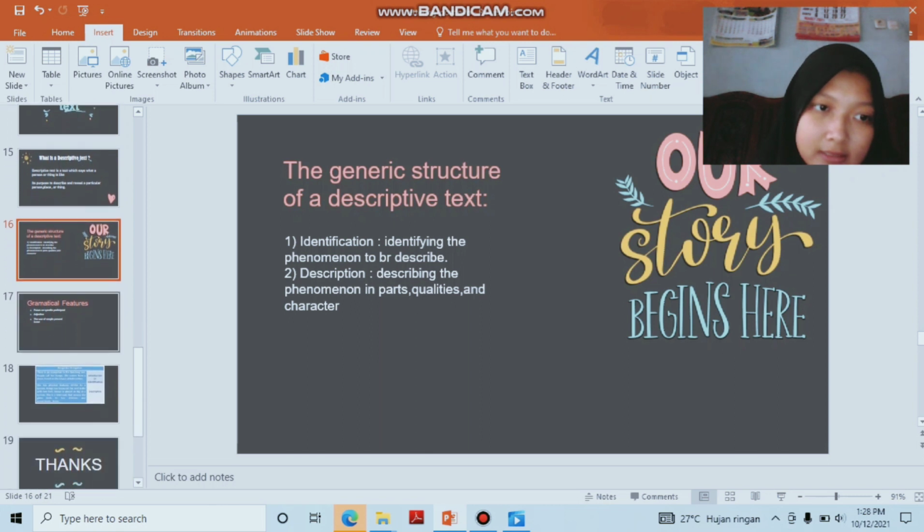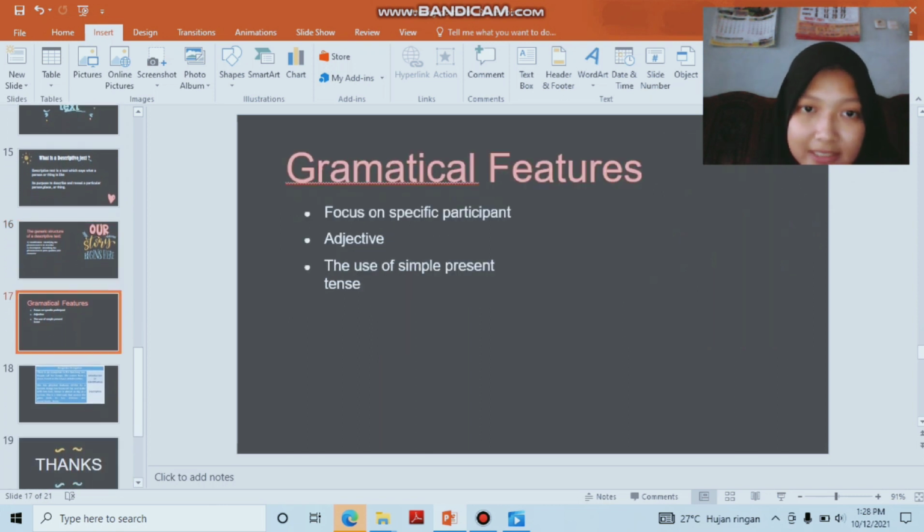And the next is grammatical feature. Focus on specific participants, adjective, and the use of simple present tense.